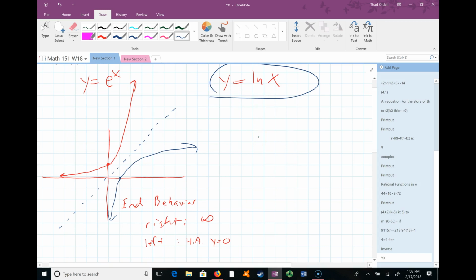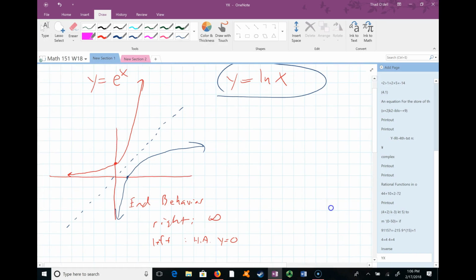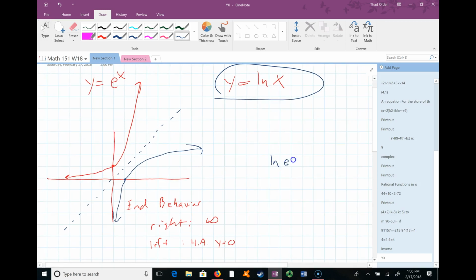And essentially ln x is defined in that it undoes e to the x. So if we had the natural log of e to the x, that would just be equal to x. The natural log undoes e to the x. Okay? So that's the basic parent functions.